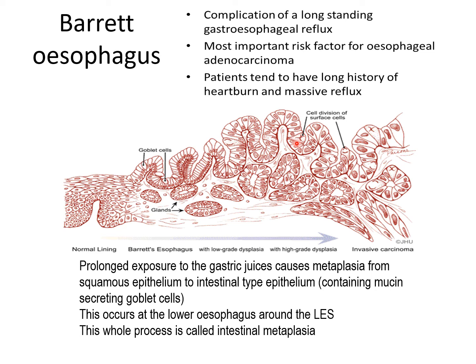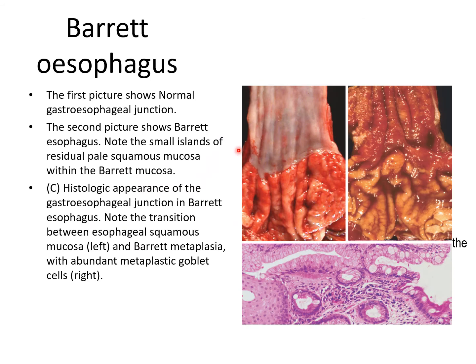replacing the squamous epithelium. This is a complication of long-standing gastroesophageal reflux and the most important risk factor for esophageal adenocarcinoma. The patients tend to have a long history of heartburn and massive reflux. The first picture shows a normal gastroesophageal junction. You can see this is the squamous mucosa, and then this is the glandular mucosa.